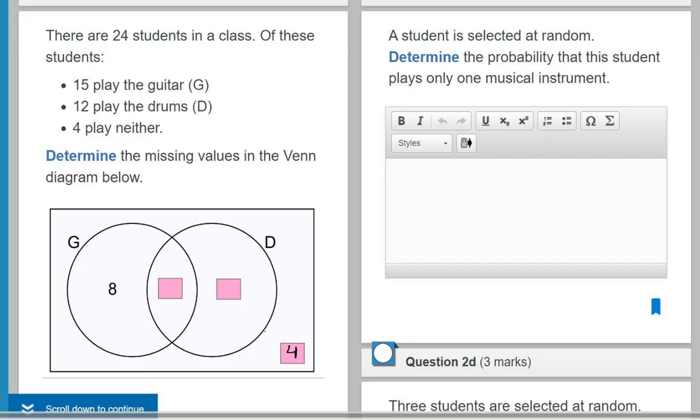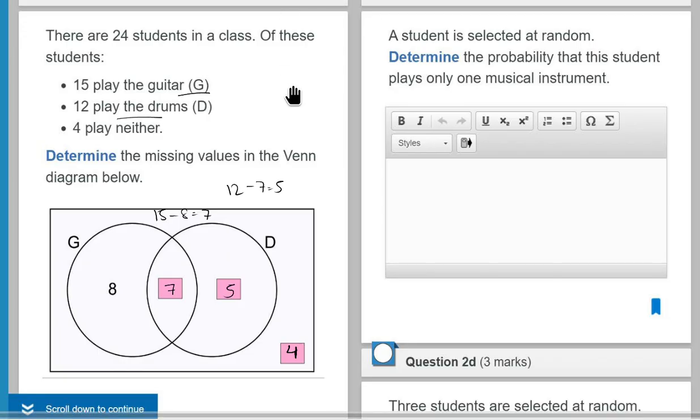15 play the guitar, and 8 of those only play the guitar. So automatically we know that 15 minus 8 becomes 7. So 7 is going to be the value here. 12 play the drums, so this becomes 12 minus 7, which is 5.